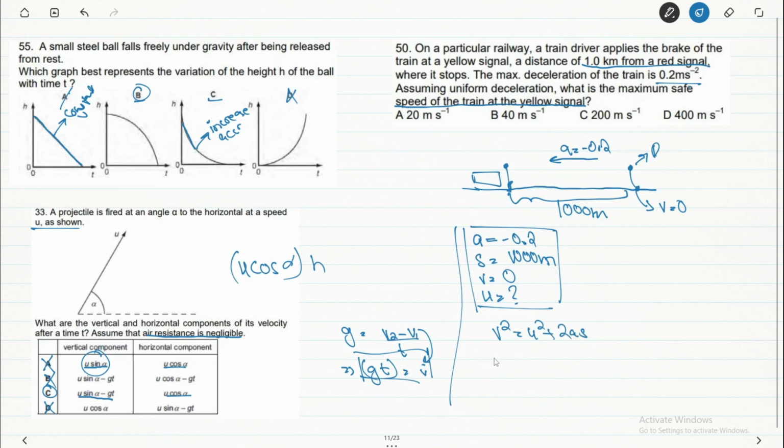So v square is 0. u square is, let's just put u square plus 2 times displacement, which is 1000, times negative 0.2. And this becomes negative 2 times 1000 times negative 0.2. See how the minus sign nicely cancels out if you put it the right way. So this becomes u equals under root 400, and u becomes 20. So this is the answer. Moving on.